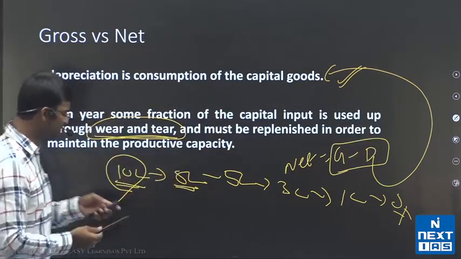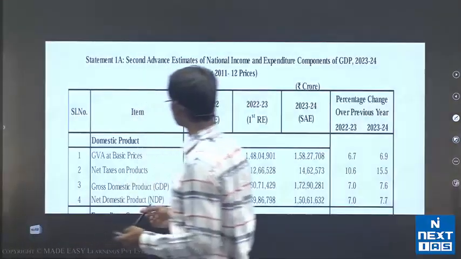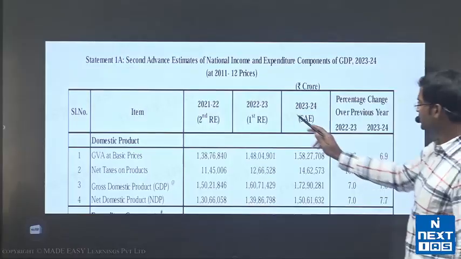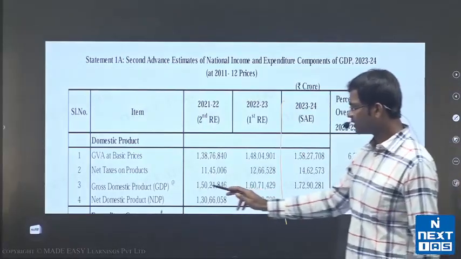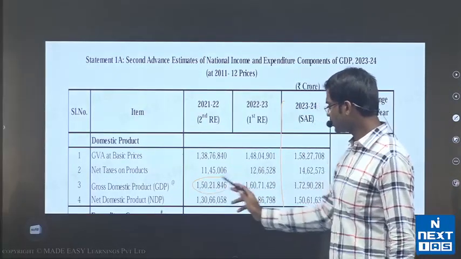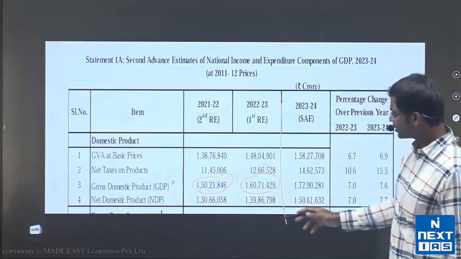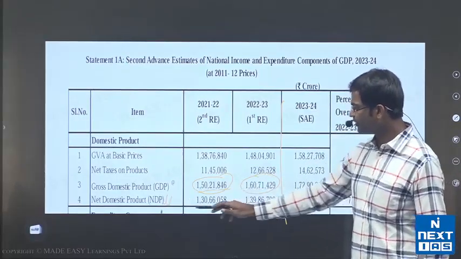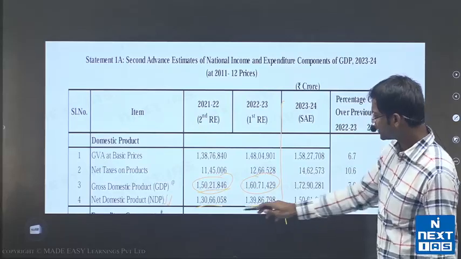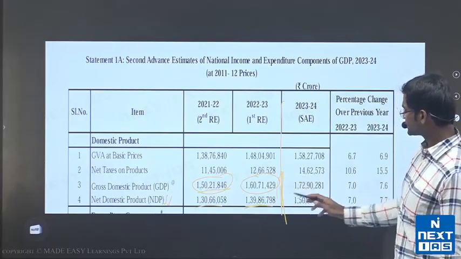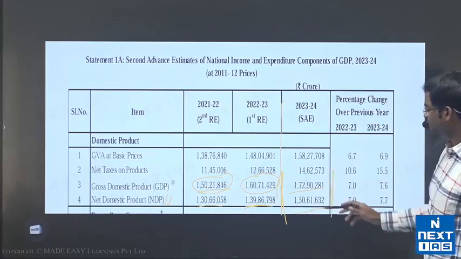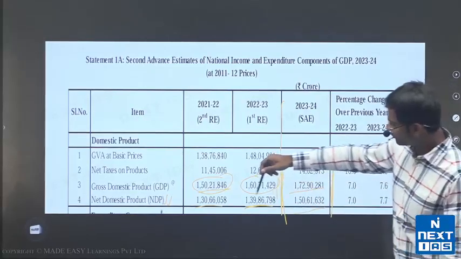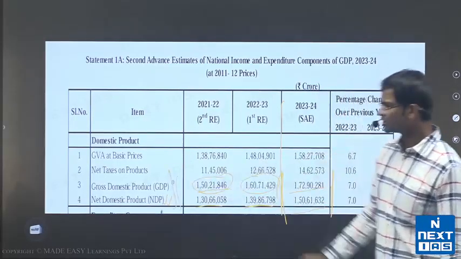Now look at this picture. There is a gross domestic product. It is data, no need to mug up, just observe. Looking downward, the net domestic product is 1,50,000, 1,30,000, 1,60,000, 1,40,000, and here 1,72,000, 1,50,000. That means from the GDP, subtracting the depreciation value, we get the net domestic product.